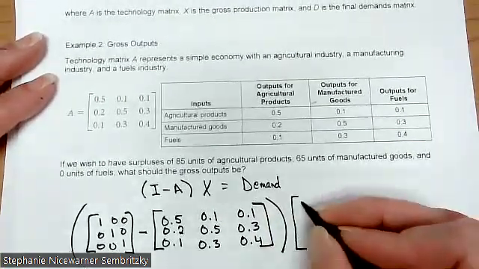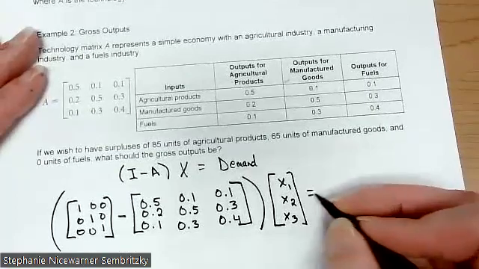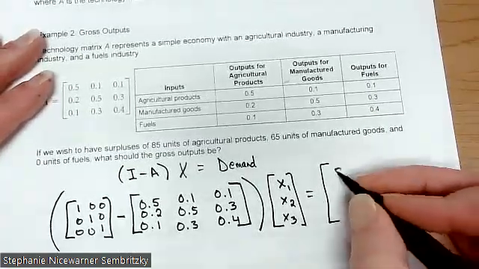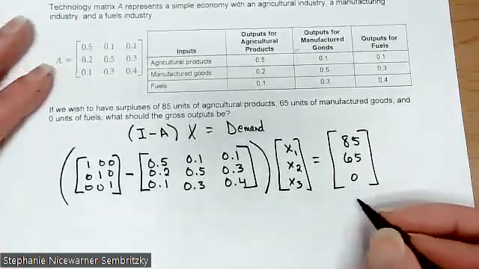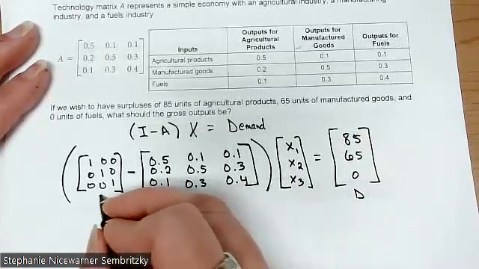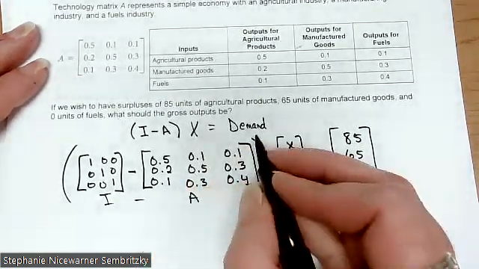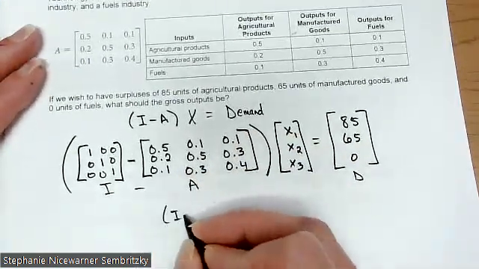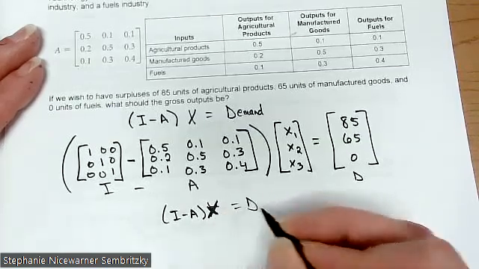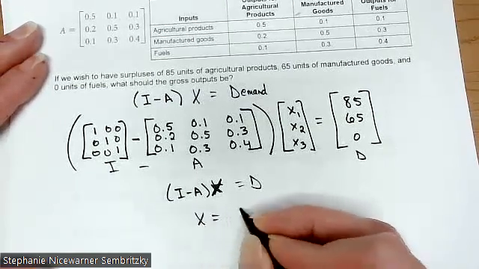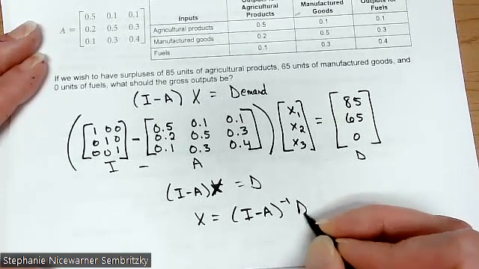Times X, which is X1, X2, and X3. And we want this to equal our demand matrix, which is 85, 65, and 0. So we want that to be our demand matrix. So this is our I minus our A. So let's think about how we would solve that. If we have I minus A times X equals the demand, well, to solve it, we could do I minus A inverse times D.